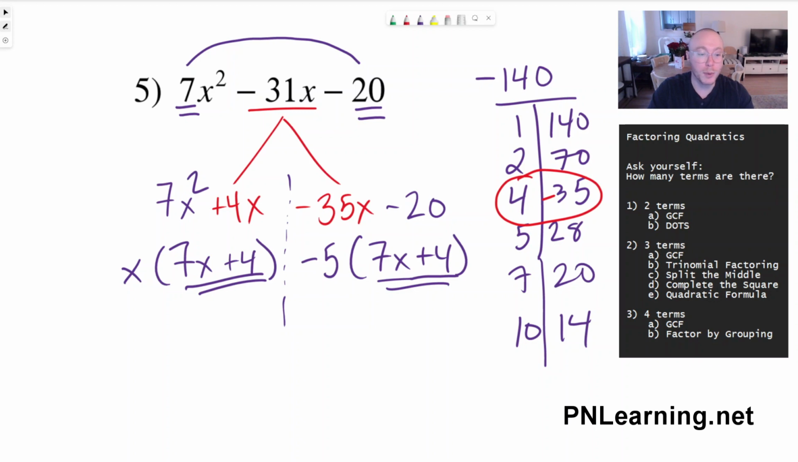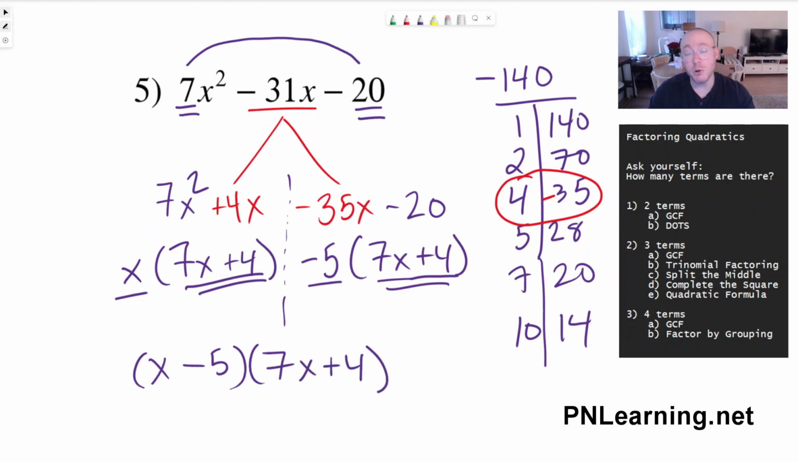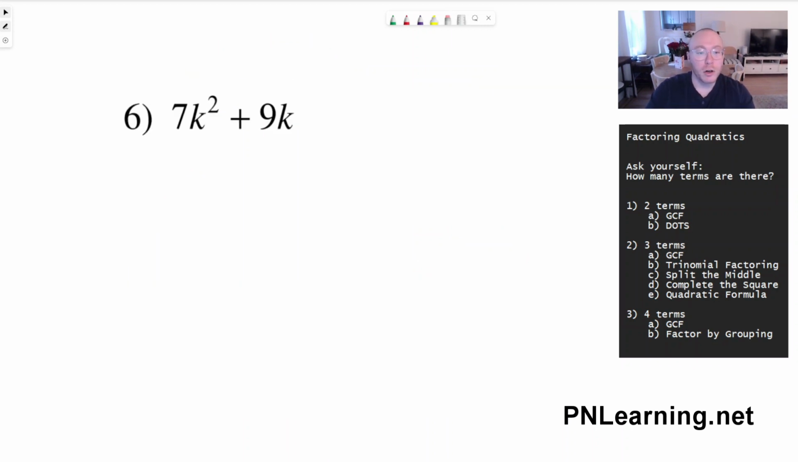And if those both match, we can go to our next step, which is to actually factor these into binomials. What we'll do is we'll take the stuff that was on the outside here, the x and the negative 5, so we'll get one factor, x minus 5, and we'll get this matching stuff, 7x plus 4, as our other factor. And that is how you do split the middle. It's a couple extra steps, but once you practice this, it becomes a very quick process, almost just as easy as trinomial factoring.